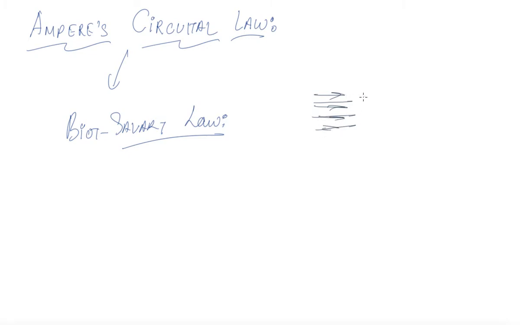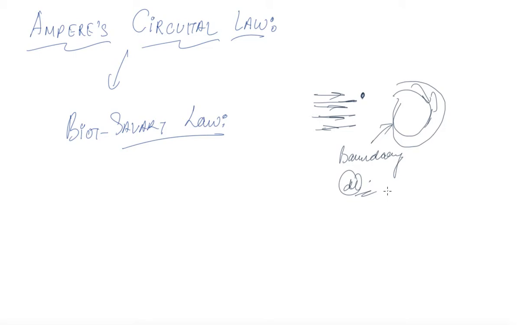Now let us consider this particular boundary. For your convenience, let's suppose this is a surface, and on my surface this is the current that is flowing. So let this boundary be made up of very small elements, say dl. Small element dl that we can consider.